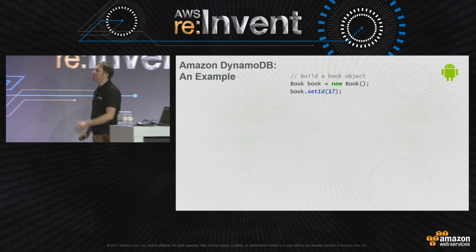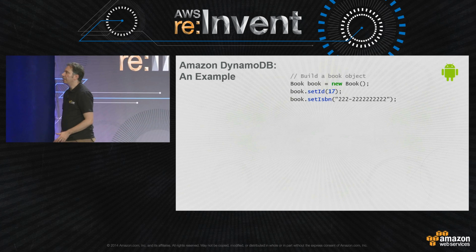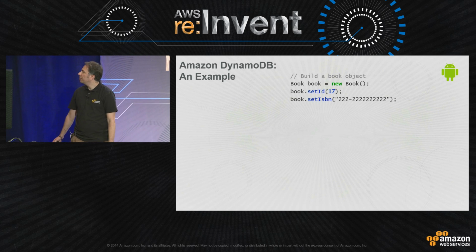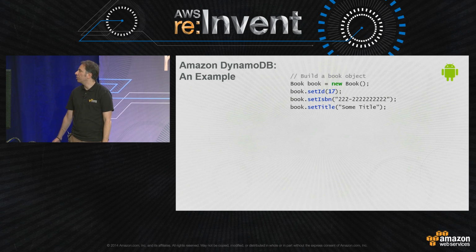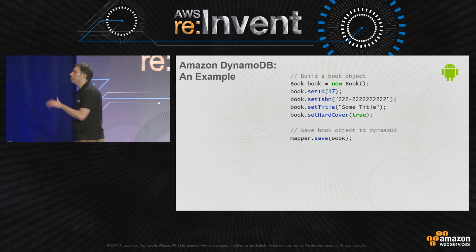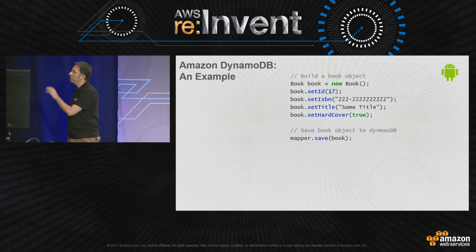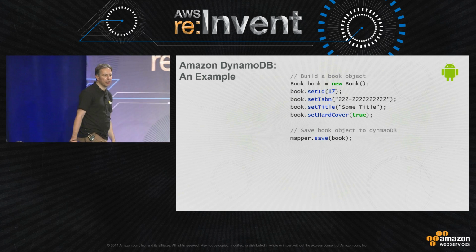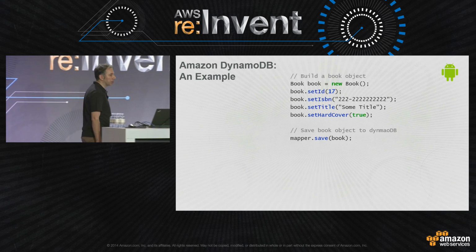You can set the values using the getter and the setter that you implemented, like the ID, the ISBN, the title of the book, a Boolean flag that tells you if it's a hardcover or not. And then you can save the book object to DynamoDB straight with a save. So it's very, very easy to implement.